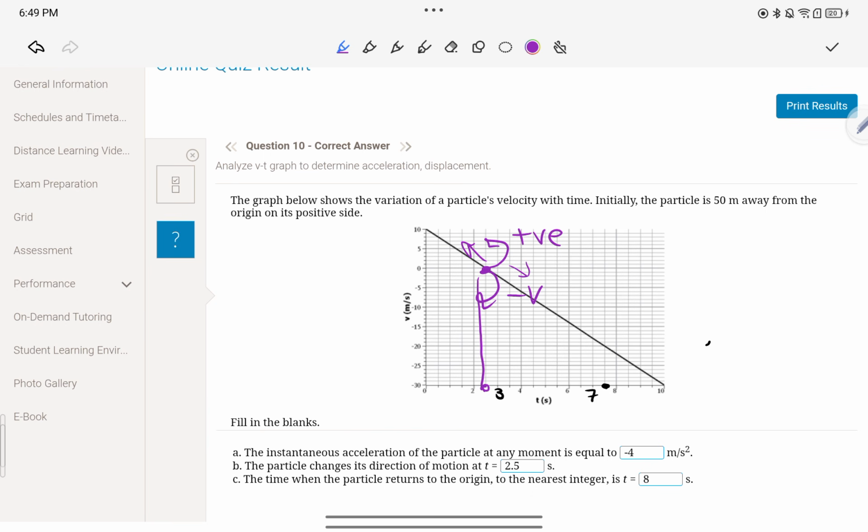Now this is also part C. Same thing as what we did before. 1 over 2 at squared plus v initial t plus x initial. 1 over 2 negative 4 t squared. Negative 4 is the acceleration, what we got here, plus v initial, which is 10. It's here in this.